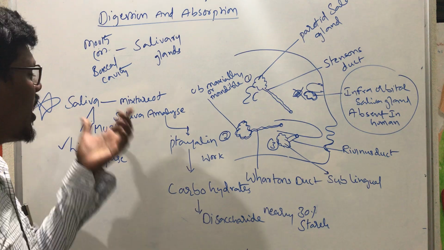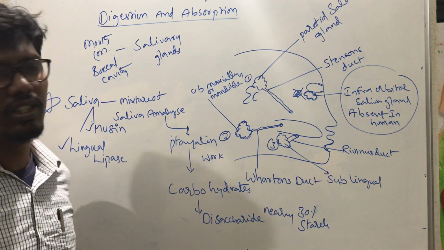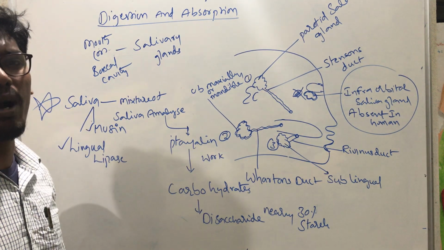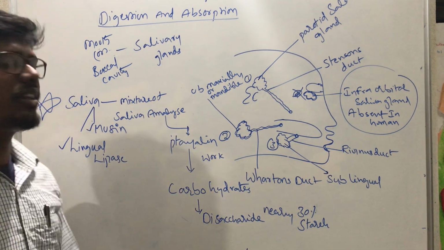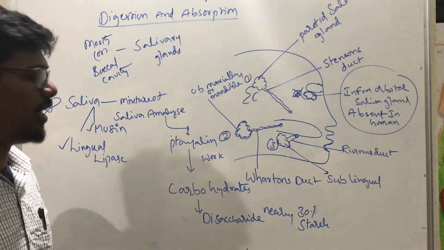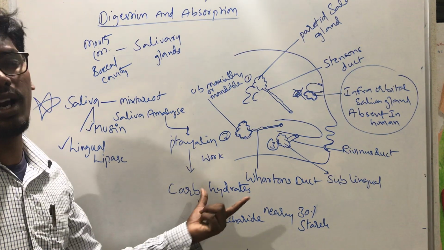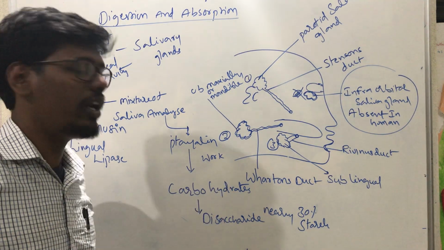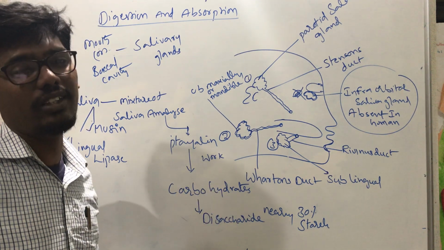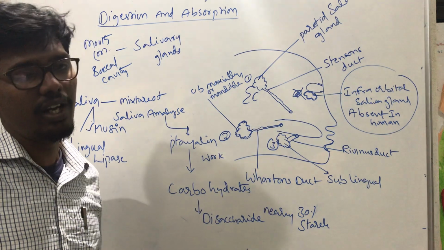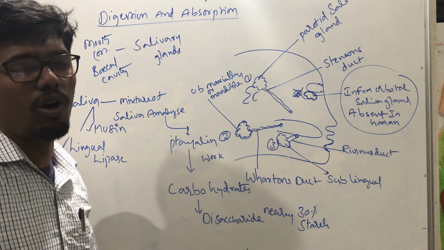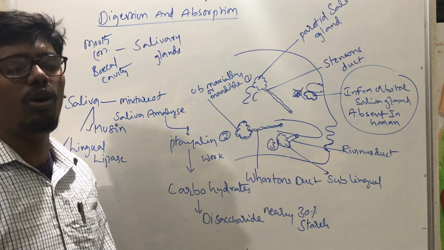The salivary gland releases a mixture including salivary amylase, which is also called ptyalin. The ptyalin works on carbohydrates, converting them into disaccharides. Nearly 30% of starch will be digested in our mouth. That is called small sugars and small fats.